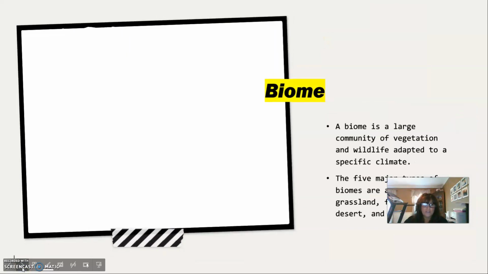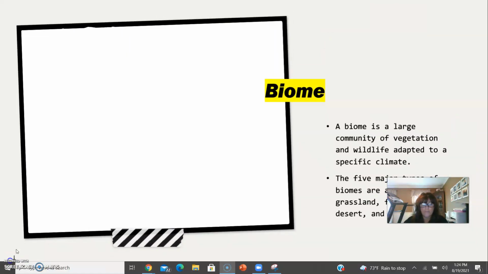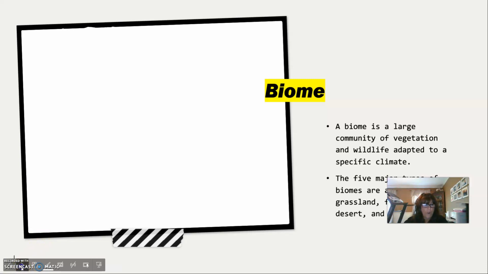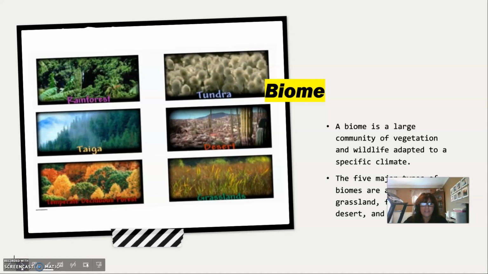Moving on from ecosystem, we move to the biome, which is the next bigger picture. It's a large community of vegetation and wildlife that are adapted to a specific climate. And there are 5 major types of biomes. We have the rainforest, the tundra, taiga, desert, temperate deciduous forest, grasslands.